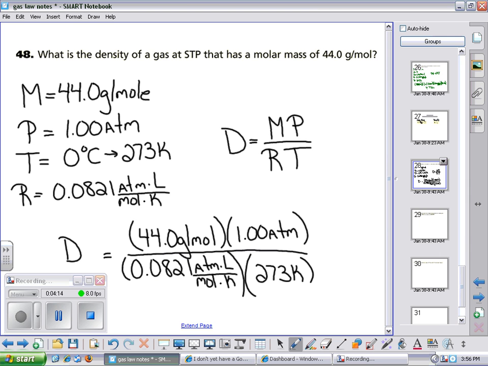So we plug that in, and we determine the density to be 1.96 grams per liter. So look at your units. The pressure units cancel. The temperature units cancel. The moles cancel. So the only thing you have left are your grams divided by your liters, and that's where your density unit comes from. It's the only thing that doesn't cancel out. So grams per liter is your unit.